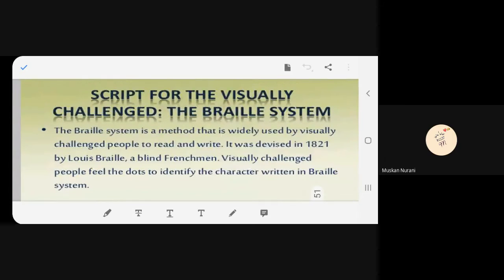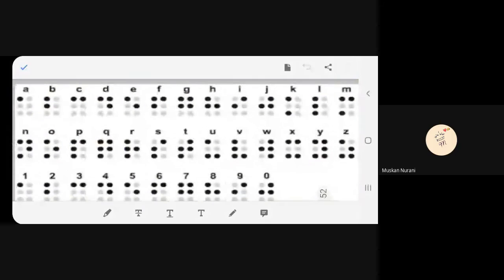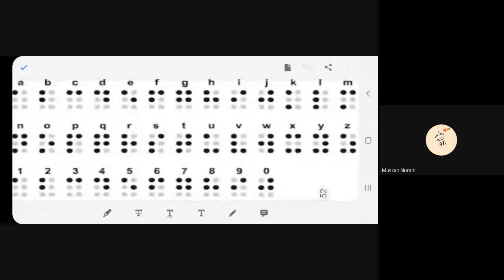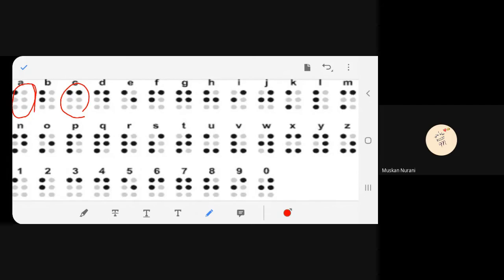You can see these dots? Yes, these are the dots. For example, I will tell you, this is C, isn't it? This is A, and this is T. What does it become? C A T. So we make it cat. You understand? If I put it like this and ask a visually challenged person, that person will be able to read out that this is cat. You understand now?